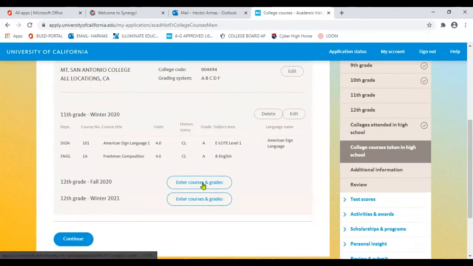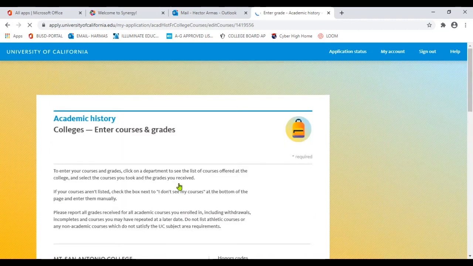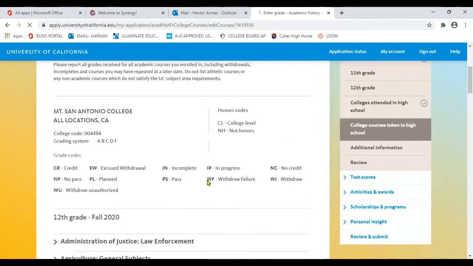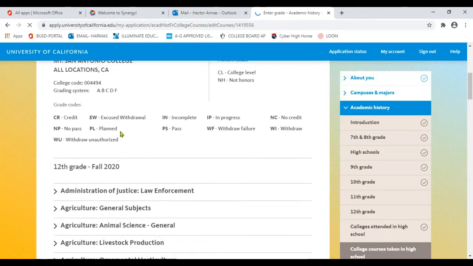Okay, so now it'll give me an opportunity, folks, to enter the courses that I'm taking in the fall. So let's go over here, like Ms. Torres was asking, there's a good question there. So let's go with 12th grade. And so what I'm going to do is, if you notice these codes here, it says here in progress. That's what I want to say. Now, if you withdrew from the class, you can also put withdraw.